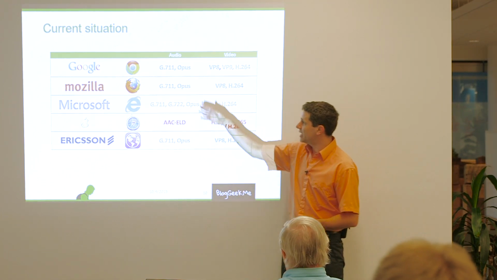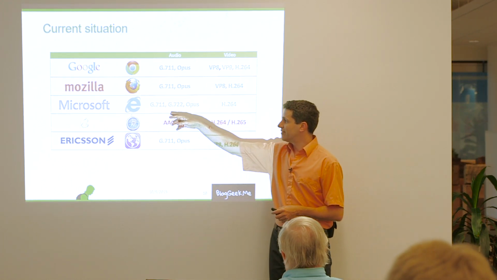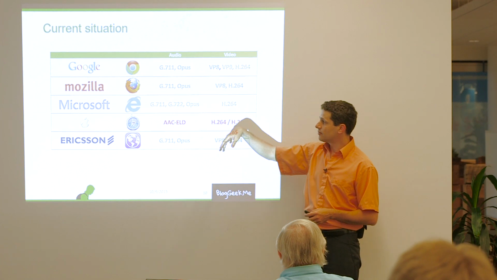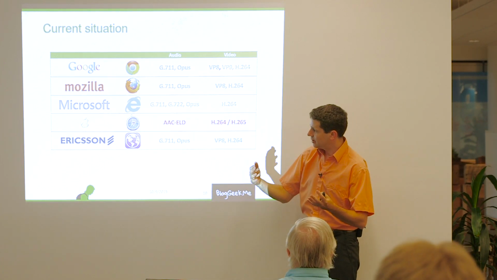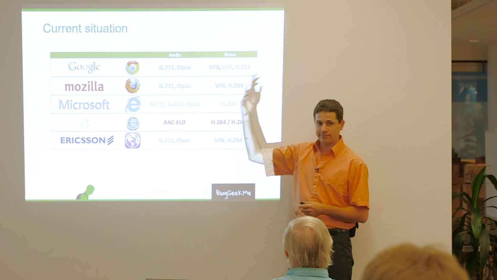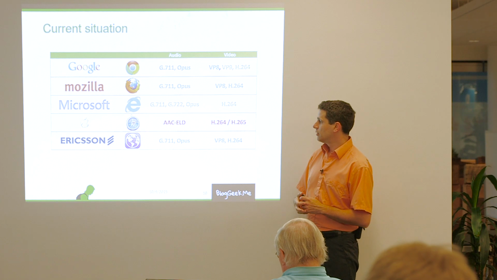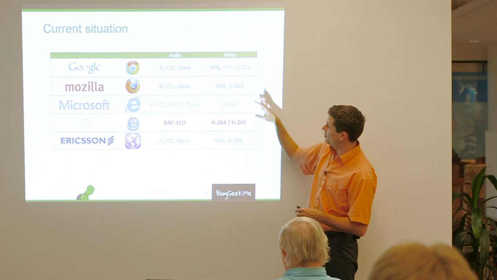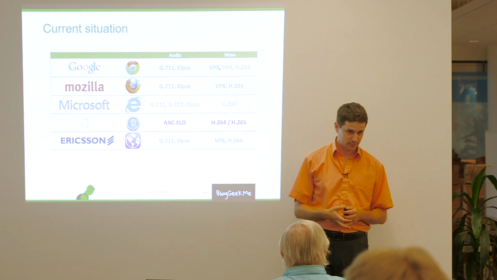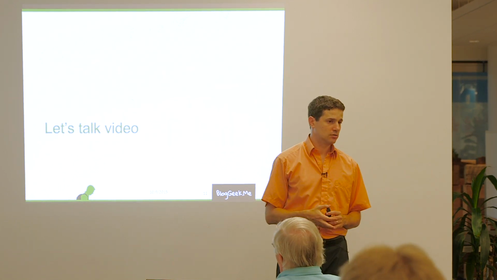If we look on the audio side, all those that support WebRTC have G.711 and Opus. Microsoft will probably add G.722 just because they like it. And Apple uses AAC-LD wherever it is that they are using it. So it seems like the audio part is quite done, but the video part is a real mess. So let's talk about the video part.